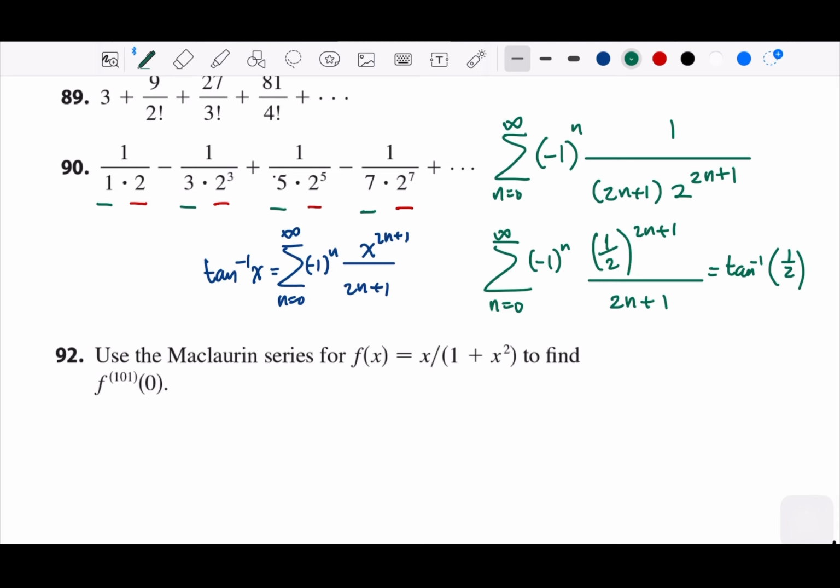The f^(101). Remember the coefficient in the Maclaurin.